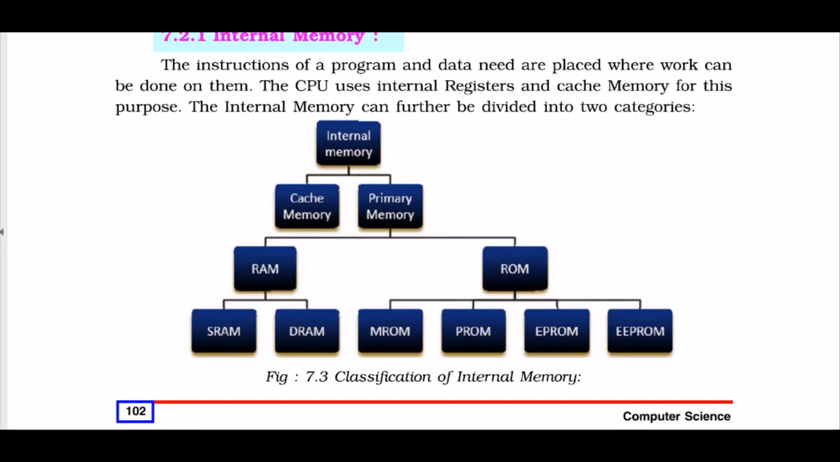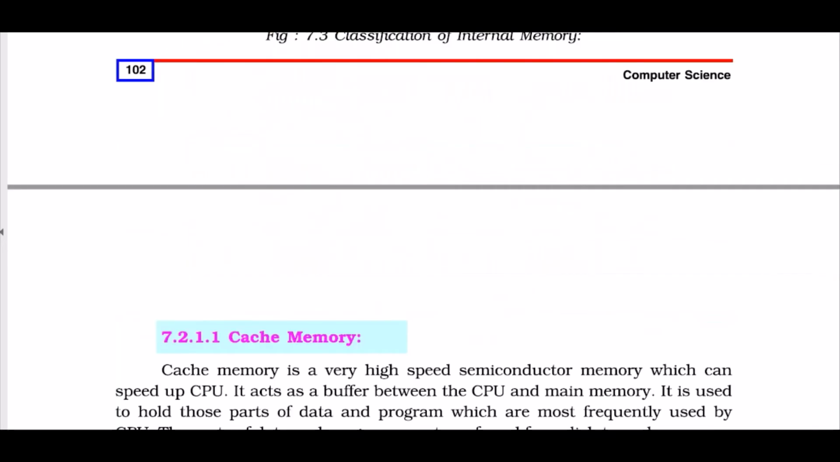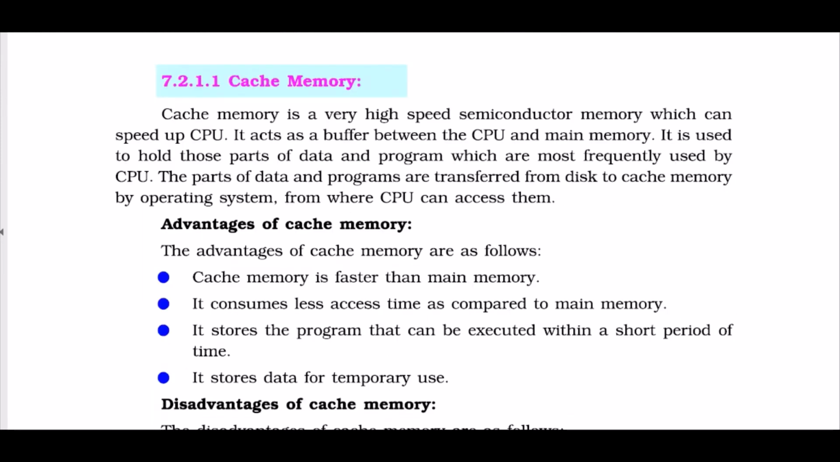RAM is random access memory, and then ROM is read-only memory. We'll talk about these afterwards when we find them in detail. Cache memory. Cache memory is a very high-speed semiconductor memory which can speed up the CPU.